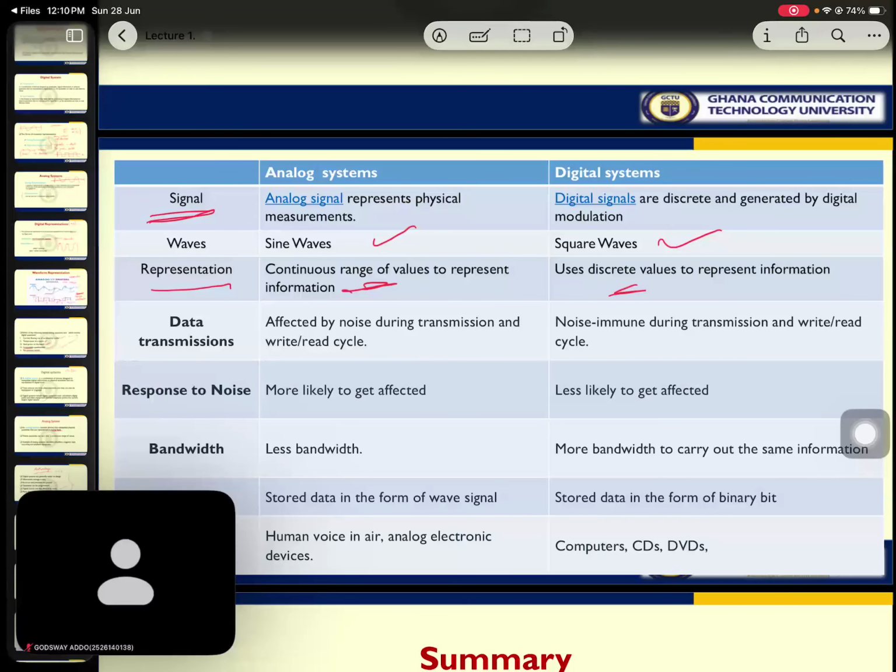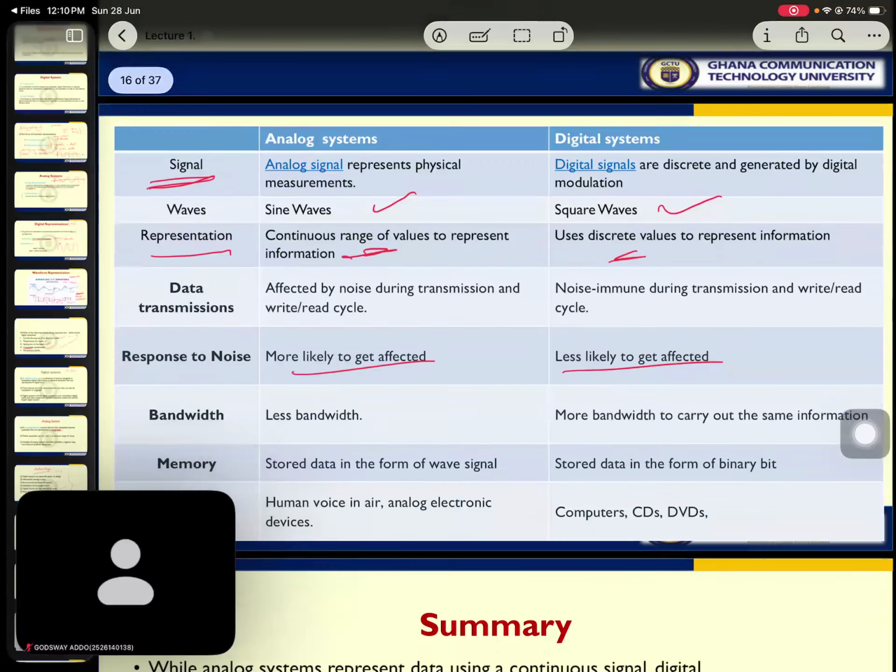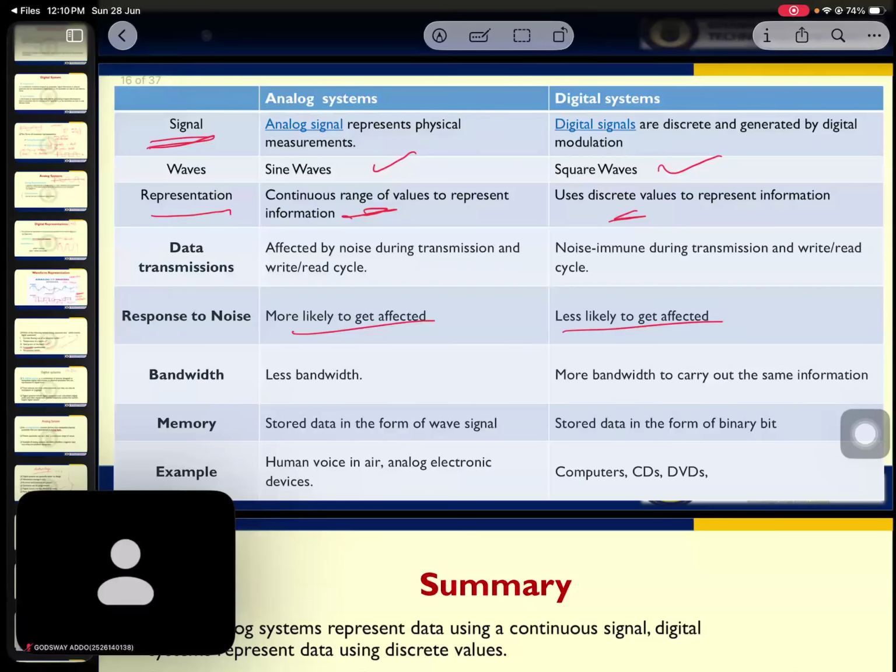In response to noise, analog is more likely affected by noise, but digital systems are less affected by noise. In terms of bandwidth or capacity, analog has less bandwidth, but digital systems have more bandwidth. More bandwidth means that it can carry the same information or say more information.